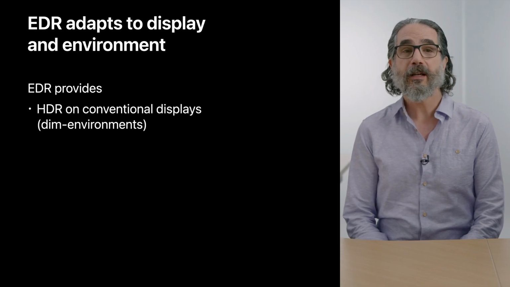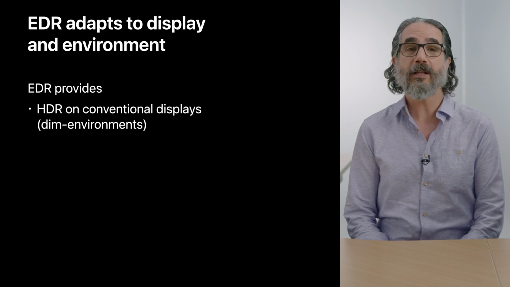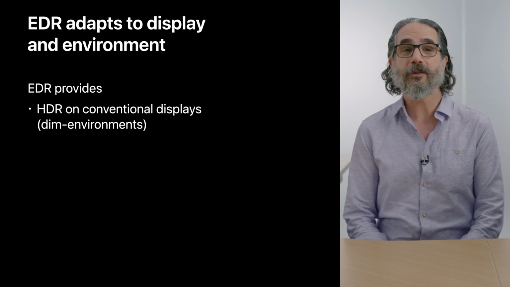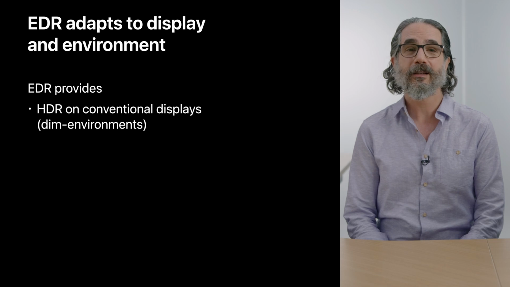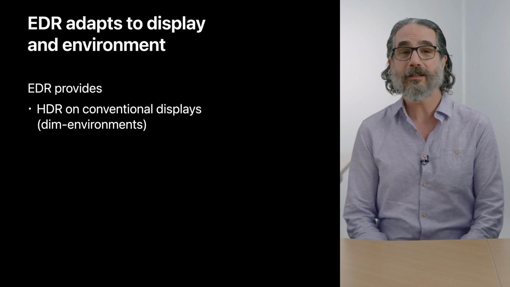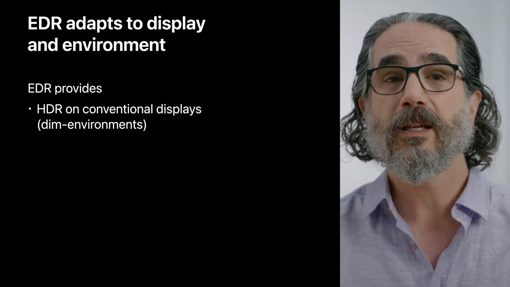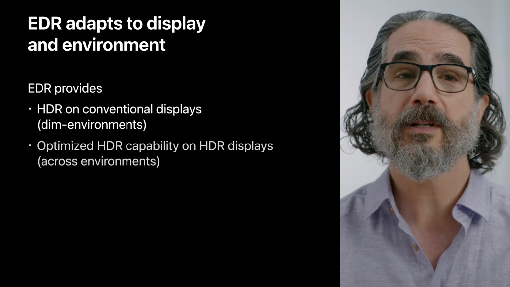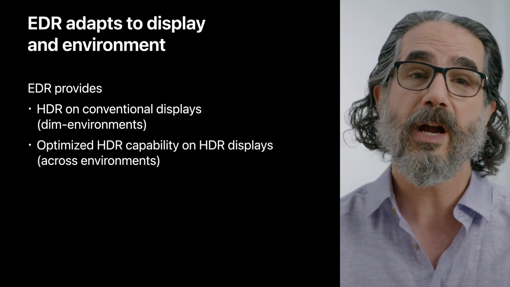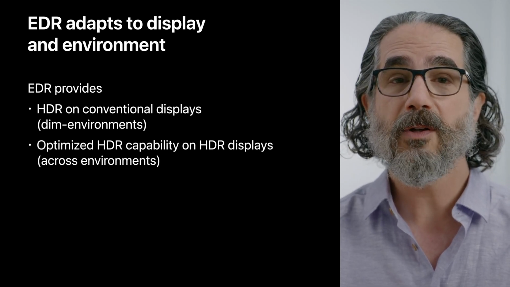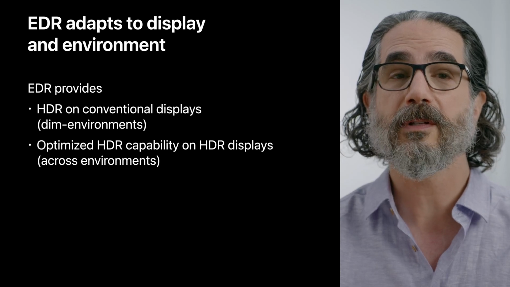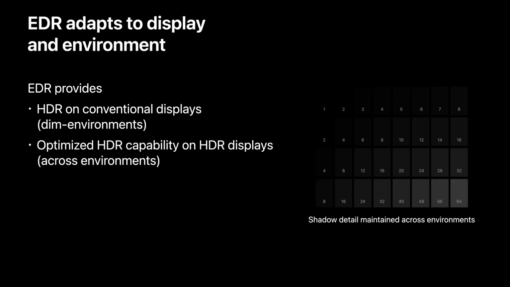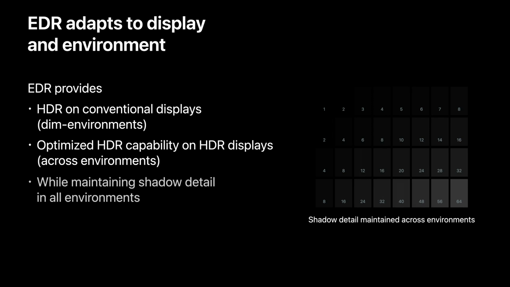EDR's adaptation provides a number of benefits. Perhaps most surprisingly, this results in EDR creating a true HDR response even on conventional standard dynamic range displays. That is, when those displays are viewed in dimmer environments with correspondingly dimmer brightness settings. Similarly, EDR's dynamics produce a situation-optimized HDR capability on bright HDR displays. This allows HDR content to look stunning in HDR referenced dim environments, while providing a reduced but optimal dynamic range in brighter environments, all while preserving shadow detail, such as the patches on this illustration.